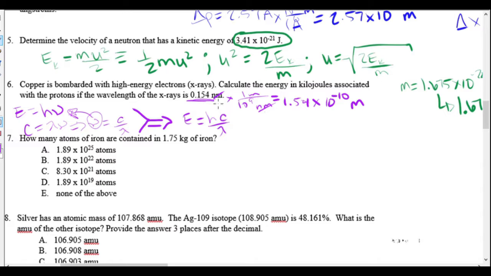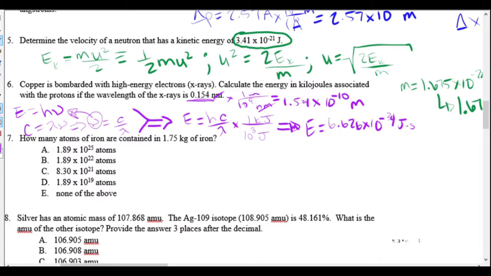If you just do this, you're only going to get your answer in joules, so I'm going to go ahead and tack this on here. 10 to the 3 joules is 1 kilojoule. And let's go ahead and start plugging in. So energy is going to be equal to 6.626 times 10 to the negative 34 joule seconds.